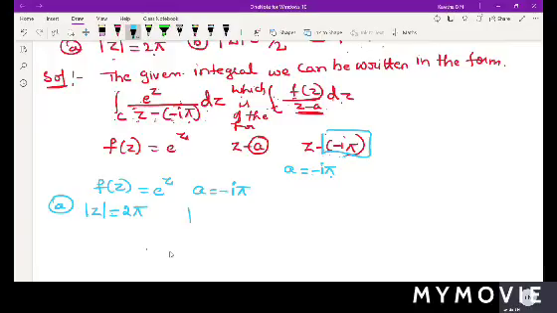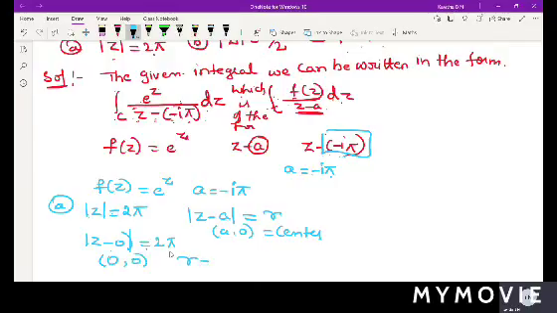Here mod of z minus a is equal to r, where a is the center. Here mod of z minus 0 is equal to 2 pi, so a is not there, meaning the center is 0 comma 0, and the radius r is 2 pi.